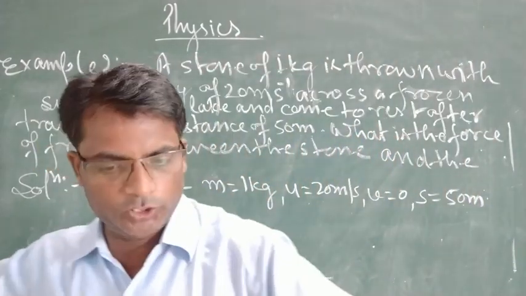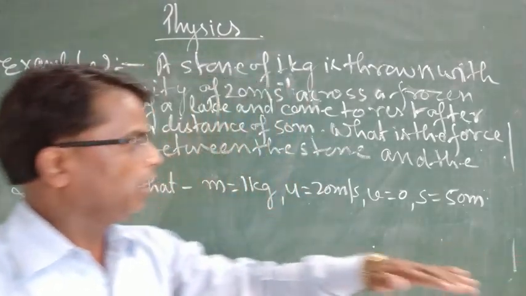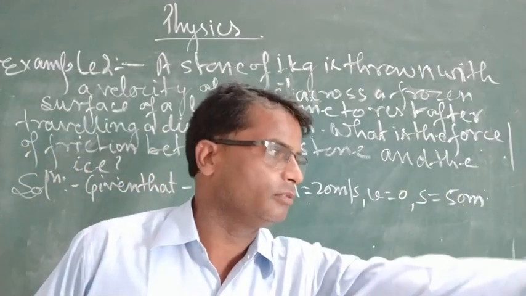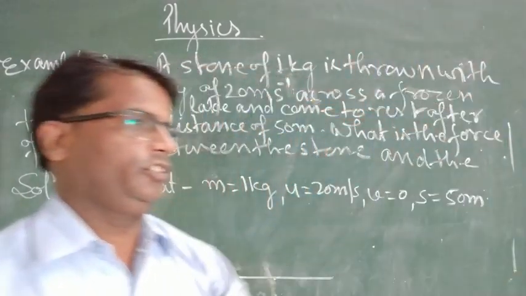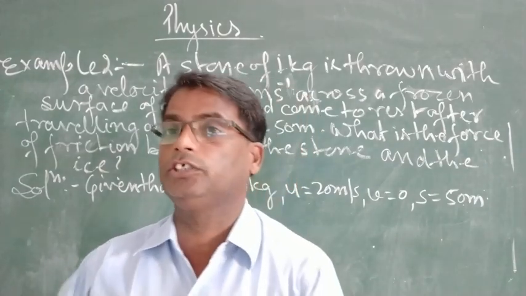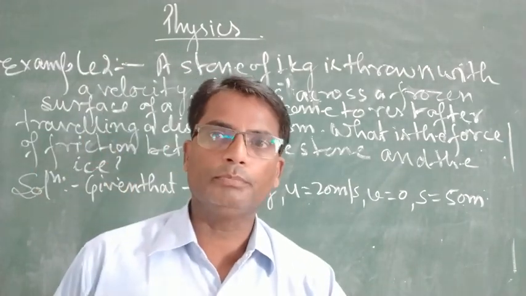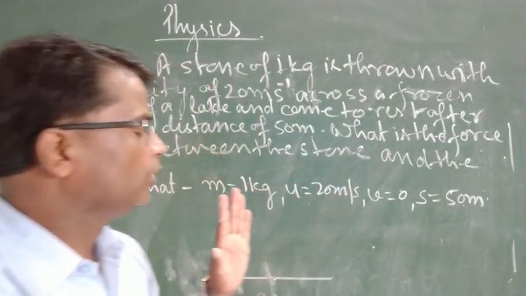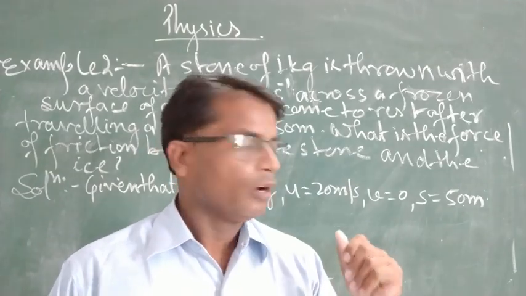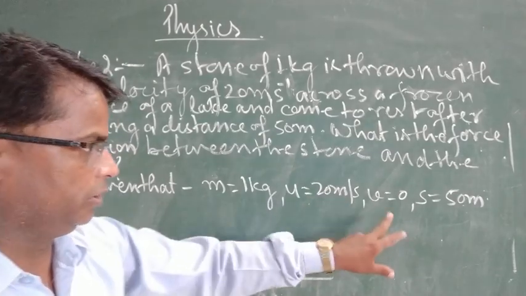Suppose we are throwing a stone like this, then what happens? That stone will be moving on the ice, and after covering some distance, that stone comes to a state of rest. What causes that stone to come to rest? That is the friction between stone and ice. To find the friction, we first calculate the retardation of the stone. For this, u is given, v is given, s is given.